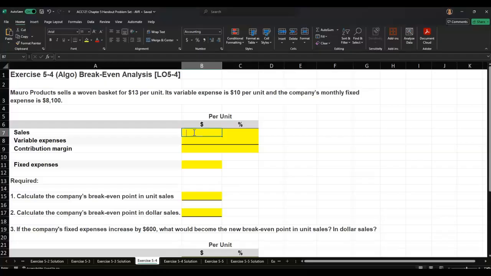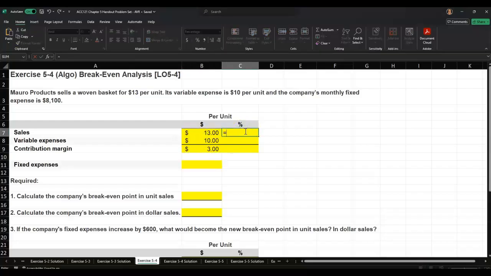So if we're selling for the $13, the sales dollars per unit is just 13. The variable expense per unit is 10. Now we just need to take the difference between the two, 13 minus the 10, and now to get the percentages, because we're going to have to get those percentages eventually. So we get 100%. Then we take the 10, divide that by the 13. That gives us 77%.